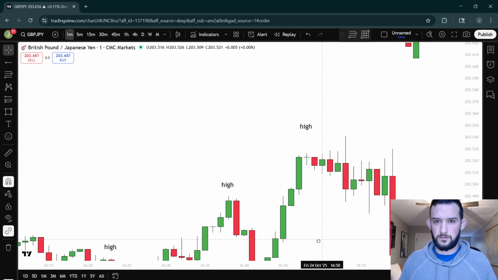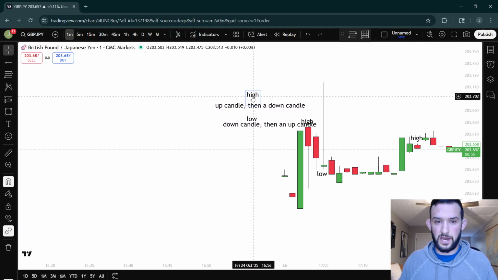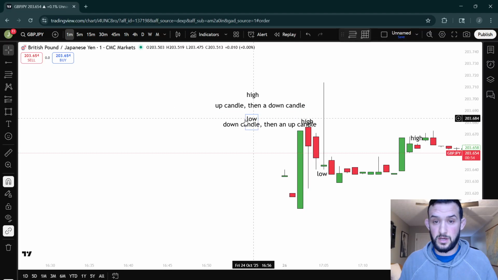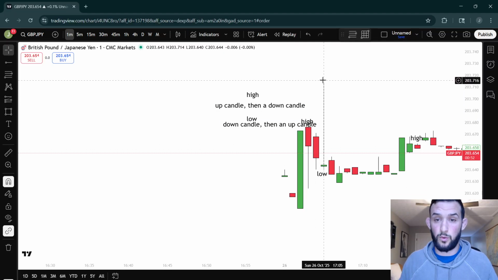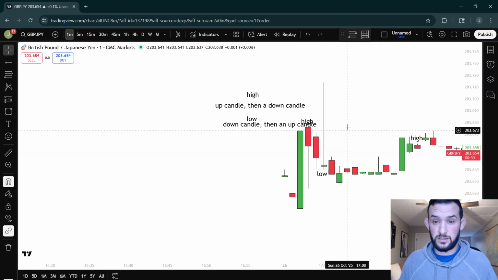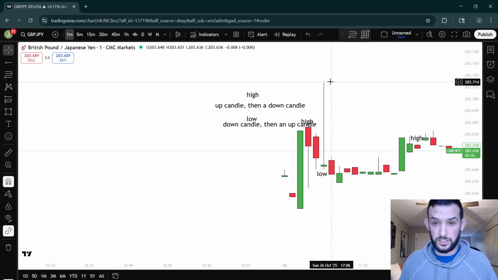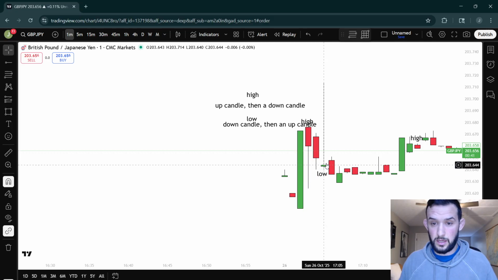What are these? Again, look back up at what we wrote. What's a high? It's an up candle, then a down candle, and it'll be the highest point of the wicks between the two. So here's another example right here. This is an up candle because it's green, and there's a down candle, so the highest point would be right here. And then what makes a low?